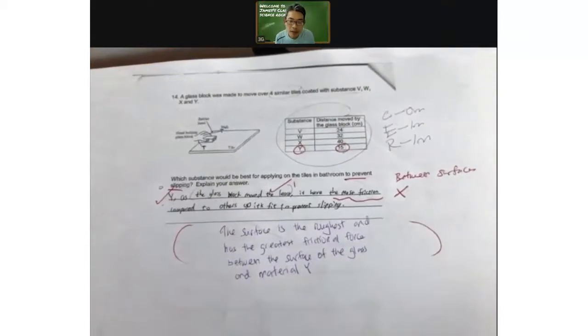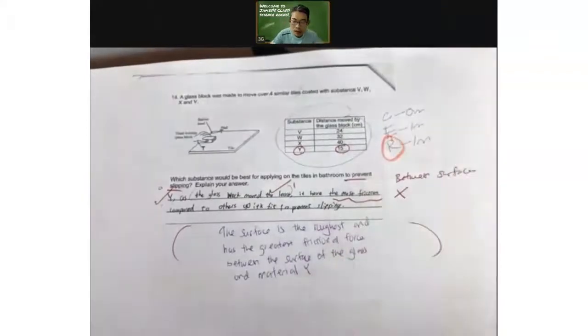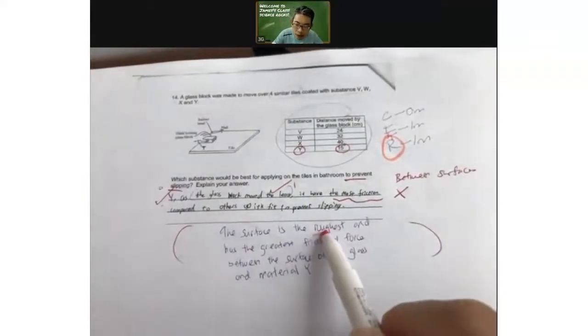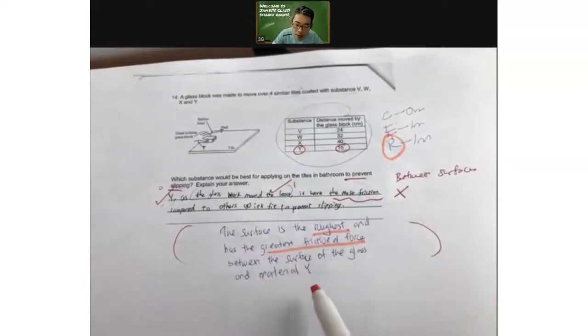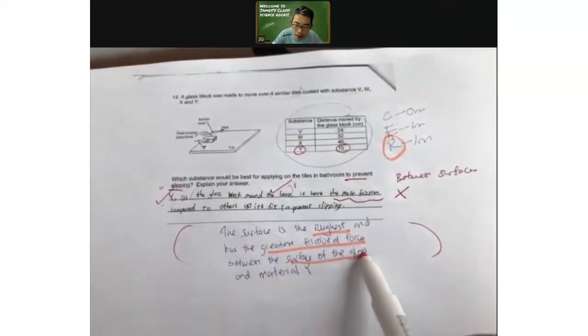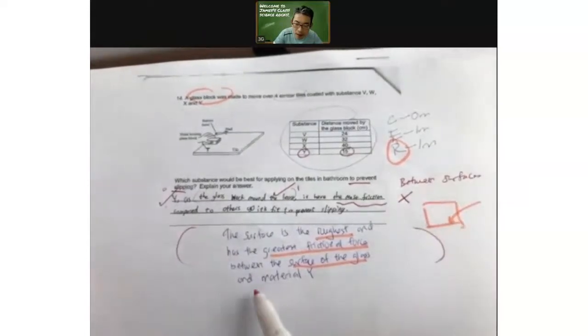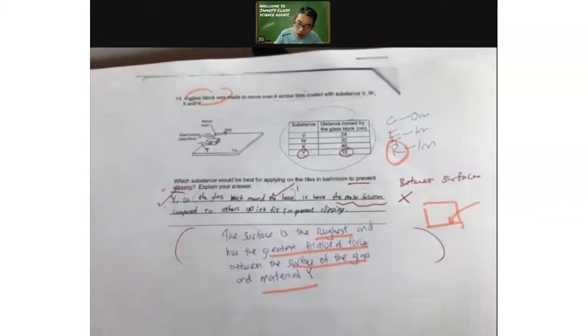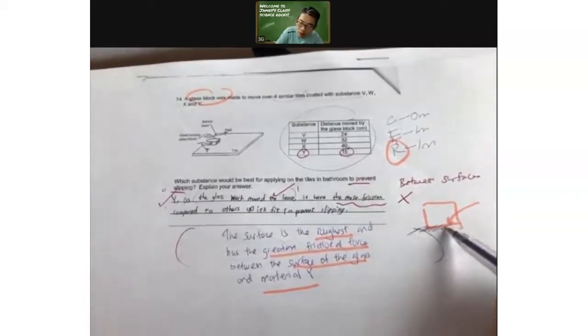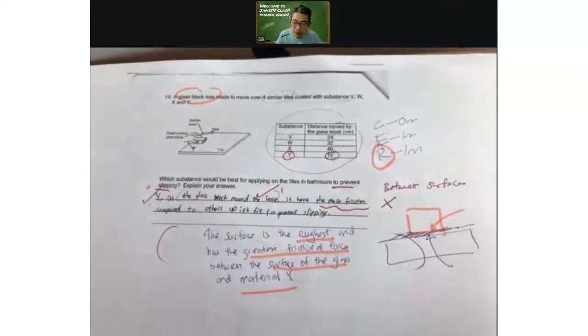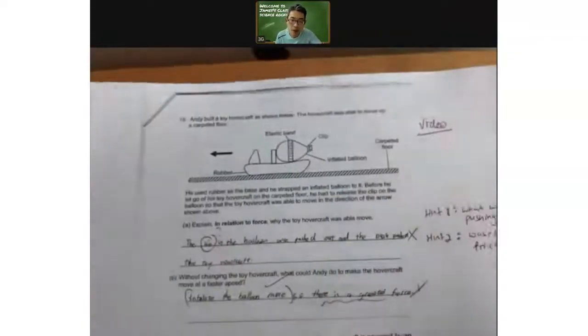So how will you answer this to get your reasoning mark? This is how I suggest you can answer the second part to get your reasoning mark, your R here. We talk about how this surface is the roughest, and how do you know? Because there's the greatest frictional force when these 2 surfaces come into contact: the surface of the glass, as it is a glass block that was moving across it, so the bottom of the glass, and material Y. Material Y was applied onto the tile, and that is the other surface that it is coming in contact with. And this is how you get the second mark for your reasoning. Let's go to the next question.